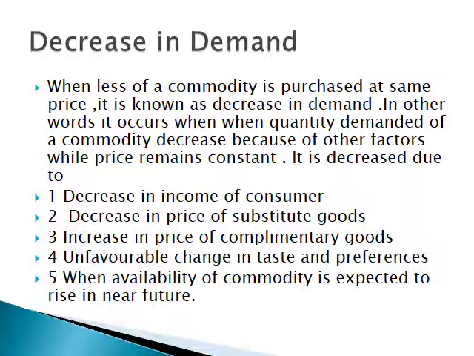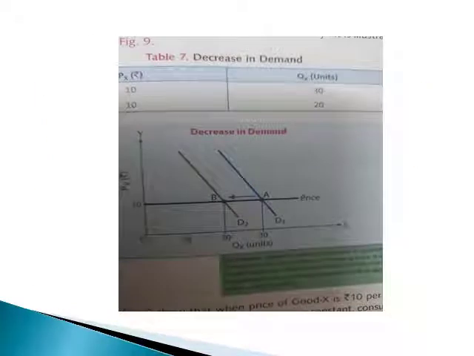So the consumer thinks they will purchase the commodity after a few days or weeks or a month, when the supply will be more. Now, from the schedule and diagram, it is clear price is 10. Earlier, the demand is 30 units. Again, the price is the same, but demand reduces. So it indicates same price, less demand. So there is a backward shift in the demand curve from D1 to D2, or a leftward shift in the demand curve.